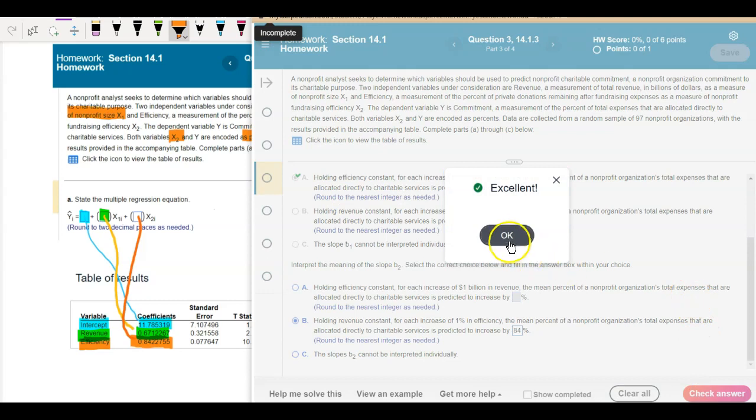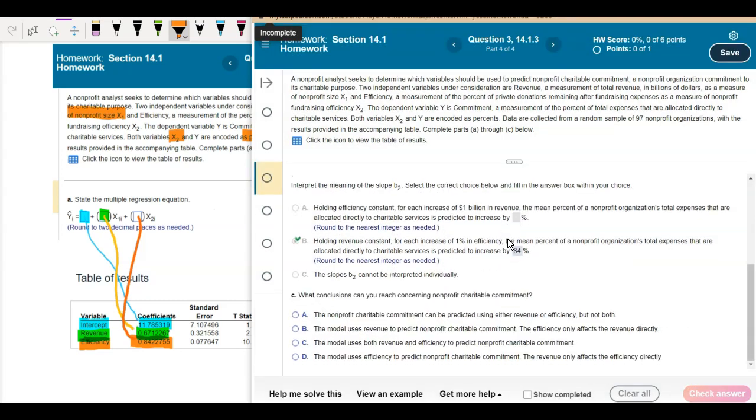Check it. Good. And the last question: obviously here we are using 2 variables, revenue and efficiency, together to get the answer. So the model here is using both revenue and efficiency to predict the charitable commitment, and that should be the answer.